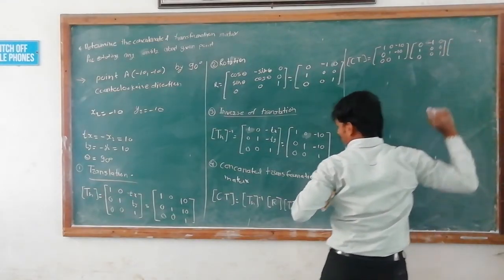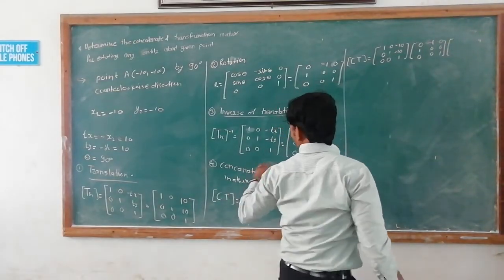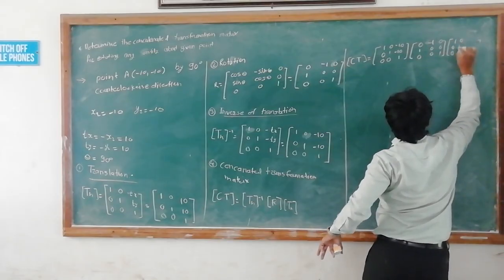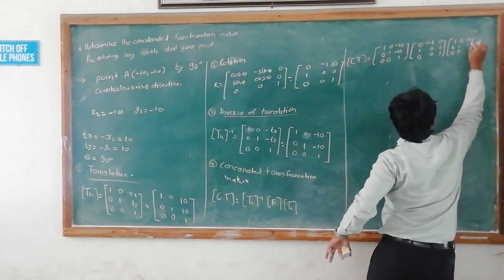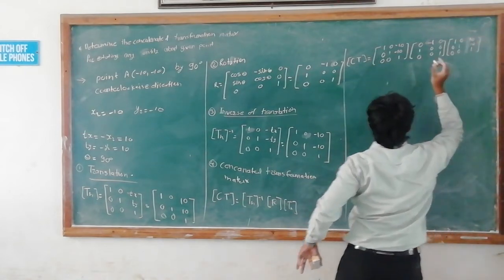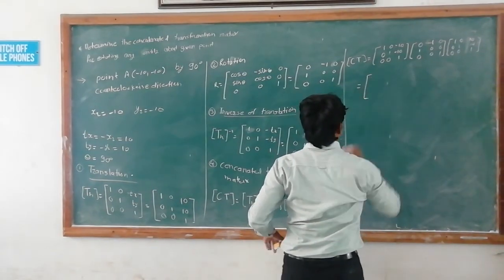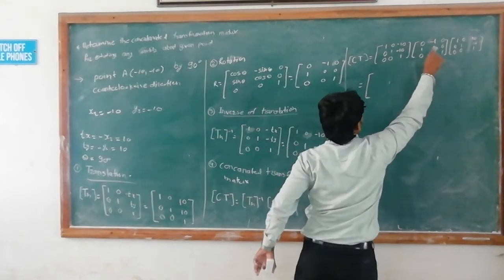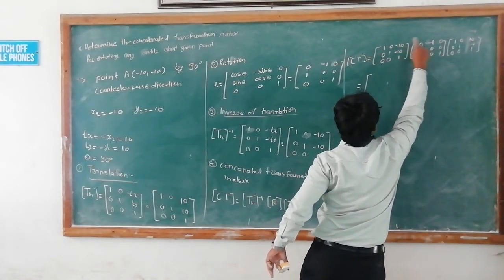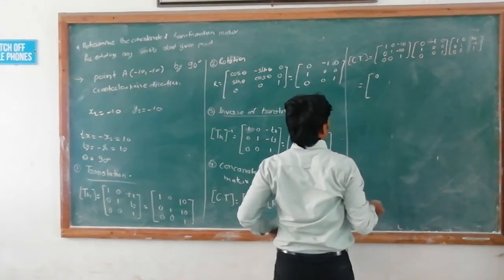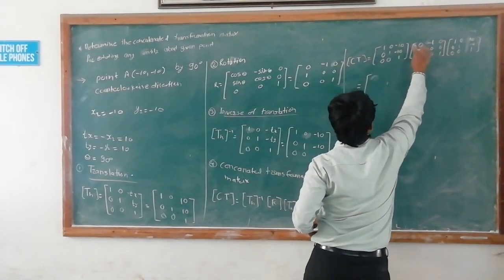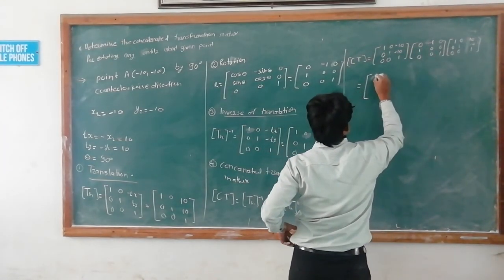And the translation matrix is 1, 0, 0; 0, 1, 0; plus 10, plus 10, 1. So we have to take the multiplication of these matrices. 1 into 0, 0 into minus 1, minus 10 into 0, so this is equal to 0.